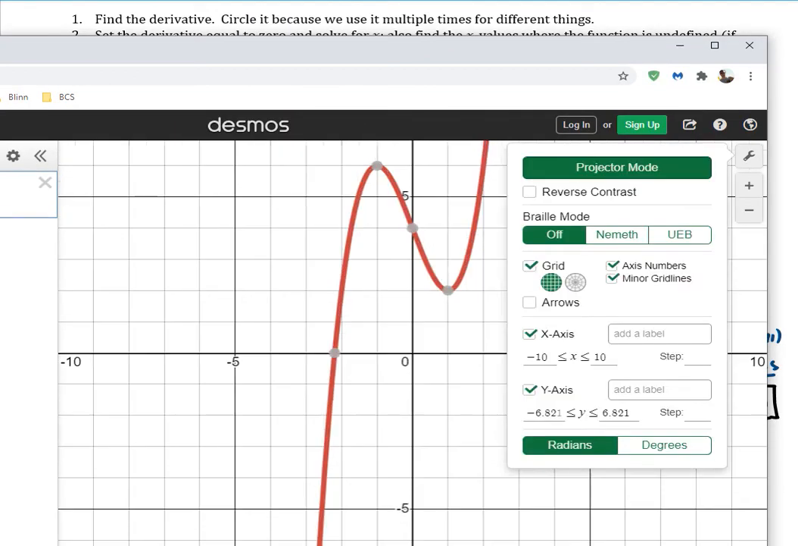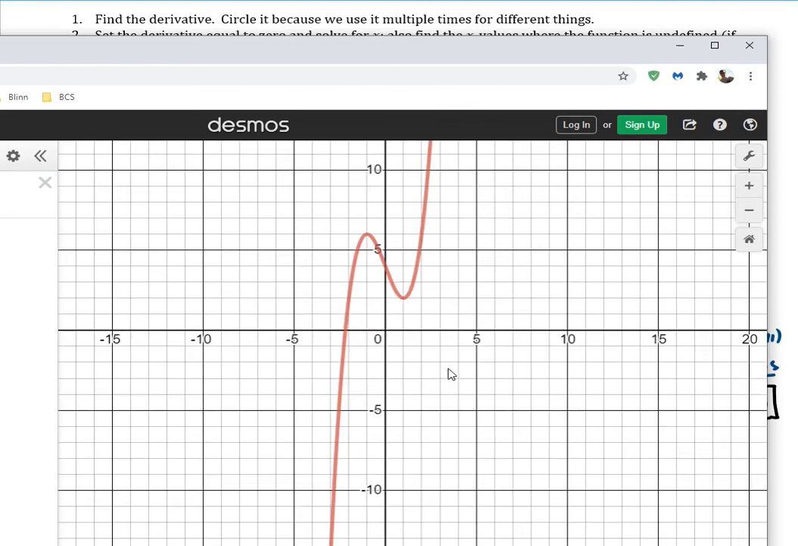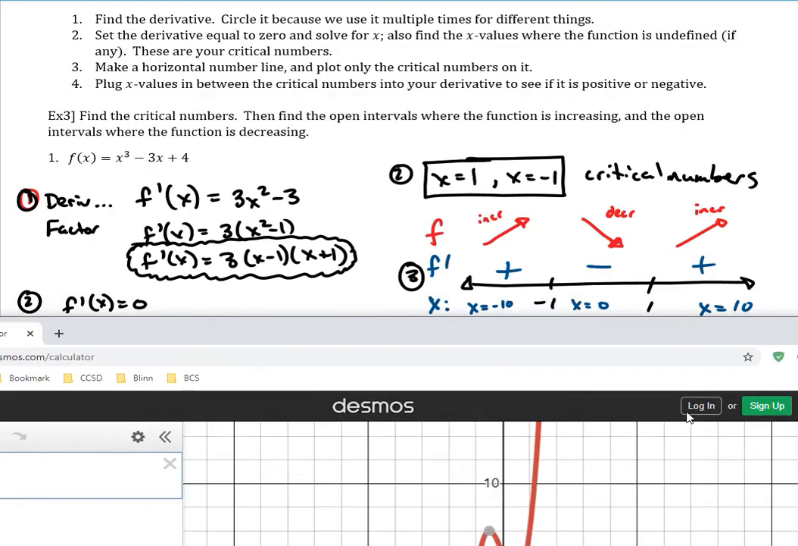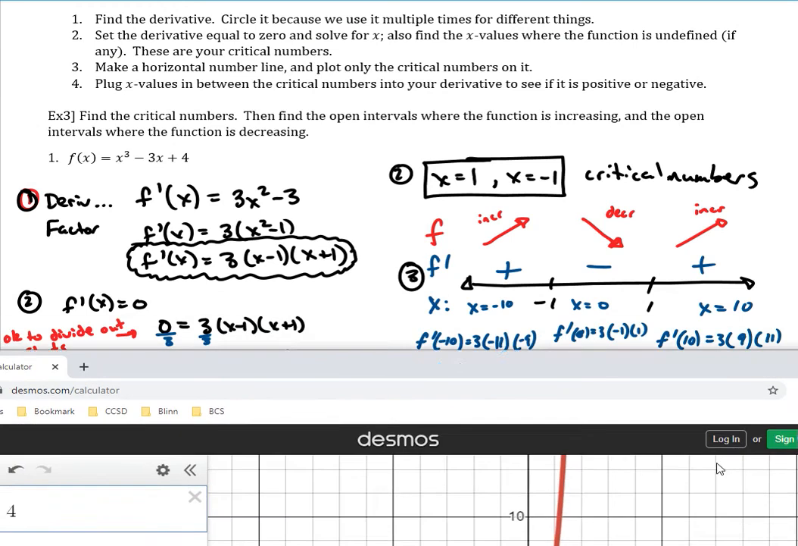And then let's see the graph. It looks like this. Let's get the projector. Okay, so it looks like it is increasing. It's going up from left to right until -1 is where the peak is. And then it decreases until that valley at +1. And then afterwards it increases again. So that matches what we had.